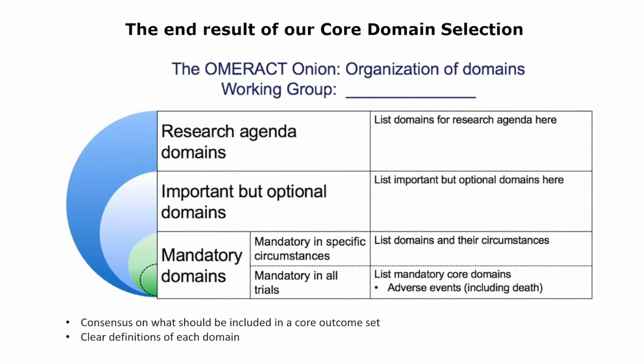And then you might remember the core domain, the OMERACT onion, that we developed at our last OMERACT meeting, or the OMERACT meeting before that. And in doing this, we've come to consensus across what domains, what things should be measured in a core outcome set. And we've developed clear definitions for each of those domains. And that becomes important as Matt is going to be speaking, that the domains from this onion and the definitions for those domains become paramount when you're starting to select instruments and move through that.